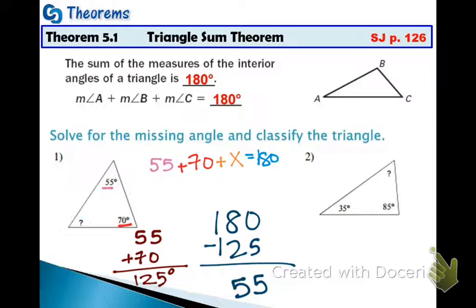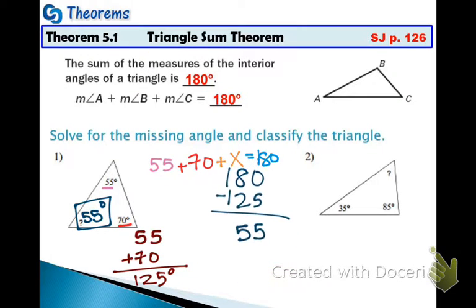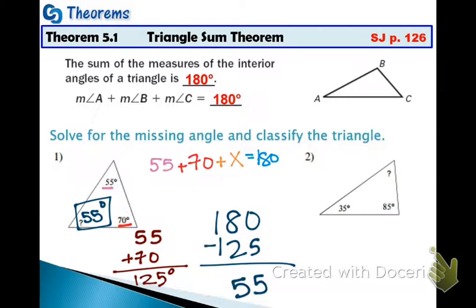So we've only answered half of the question. This angle is 55 degrees. That's half of the answer. What do the rest of the directions say after we find the missing angle? Classify. What is the largest angle inside of this triangle? 70. What kind of angle is 70? It's acute. And then how many of these angles are the same? 2 of them. So if we have 2 congruent angles, how many congruent sides do we have? 2. So what do you call a triangle that has two congruent sides? Isosceles.